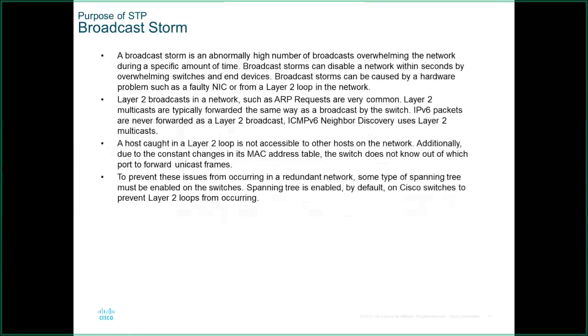So this is a broadcast storm where everything's going around. All these things are being sent, and there's many reasons why they could occur, but they cannot be stopped unless you turn off your switching fabric. Okay, you need to break that loop by turning off a switch.